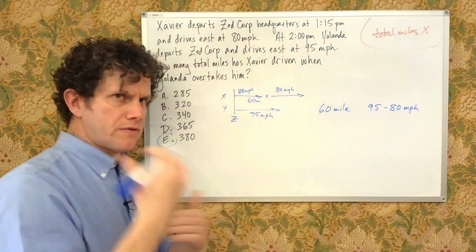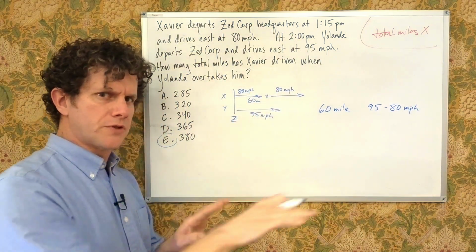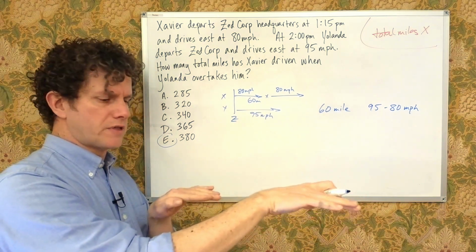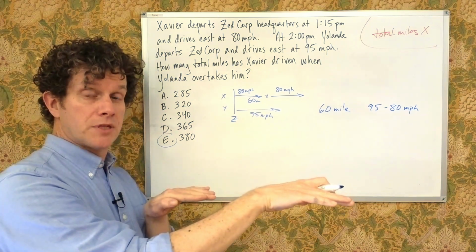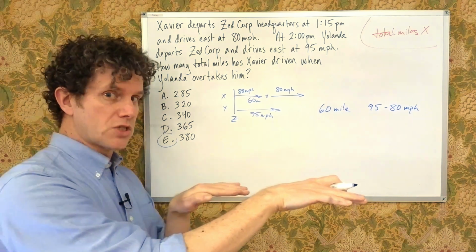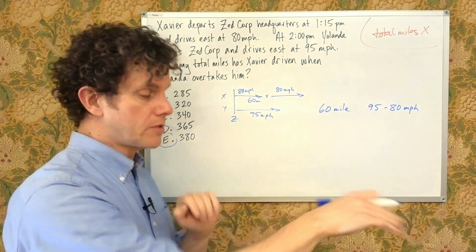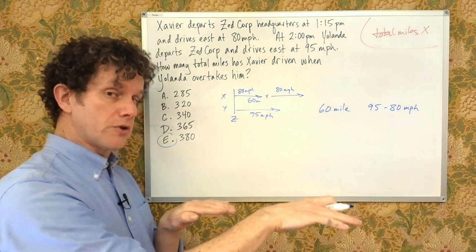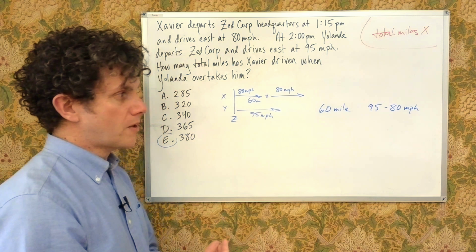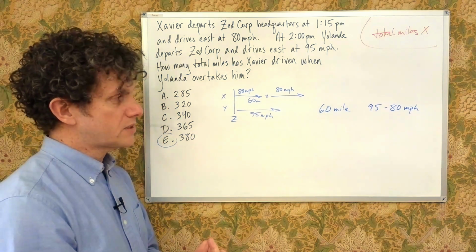And if you want to connect that to the real world, if you're driving down the highway 60 miles per hour, someone behind you who's also driving 60 miles per hour, they never catch up to you. Someone who's driving 61 miles per hour will slowly catch up to you. And of course, someone who's doing 80 or 90 or 95 will overtake you very quickly. We're thinking about their relative speeds.